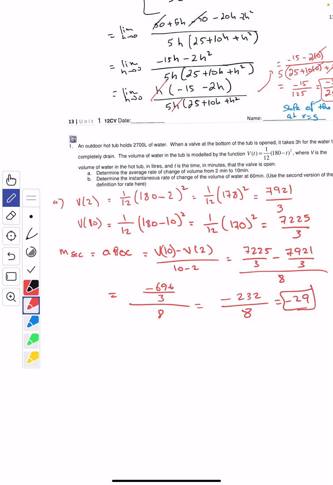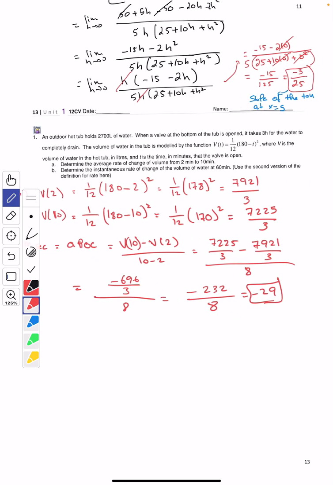V is in liters and t is in minutes, so my unit here is liters per minute. This is very important because we know that the rate of change has a unit in scenarios where they give us units.